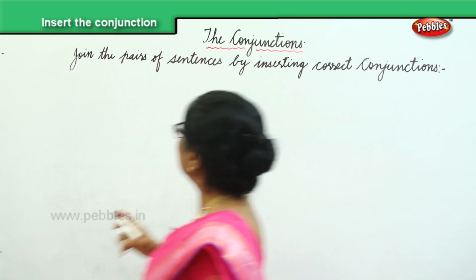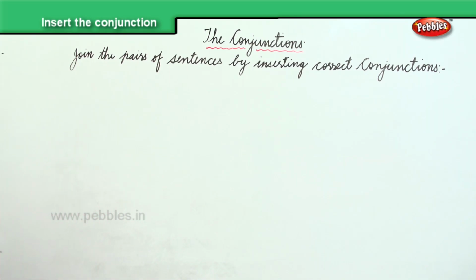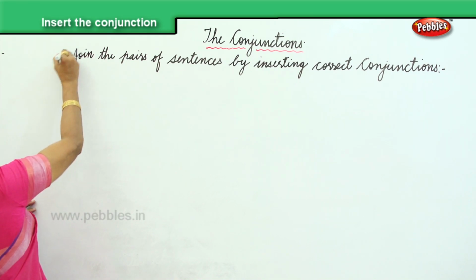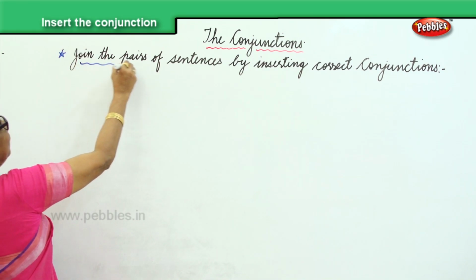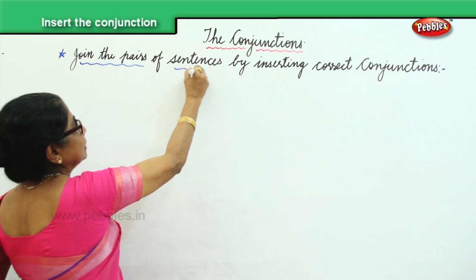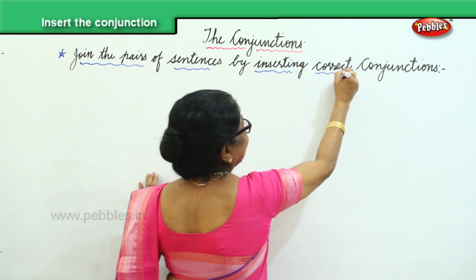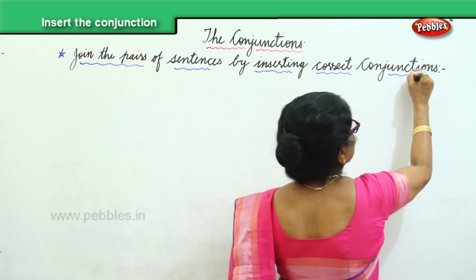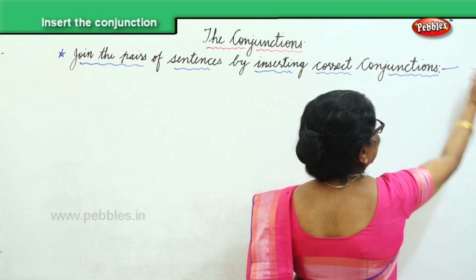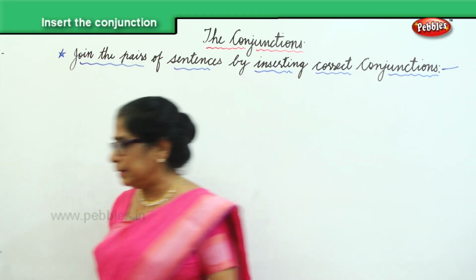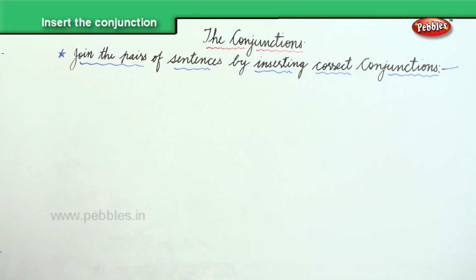Join the pairs. So first we are going to join the pairs of sentences by inserting correct conjunctions. And that's what we are going to do in these sentences. I'll give the sentences, then you insert. Okay. The first one.